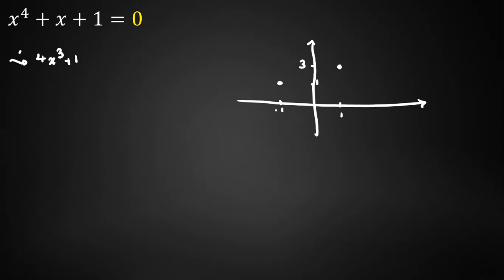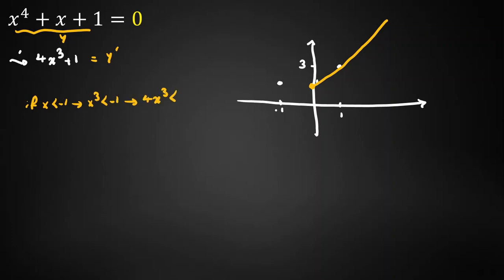It is 1. So let me draw the graph with another color. Is it something like this, increasing? And let's consider x less than 0. If x is less than -1, y prime is this. So if x is less than -1, x cubed is less than -1, and 4x cubed is less than -4, and 4x cubed plus 1 is less than -4 plus 1, which is -3.